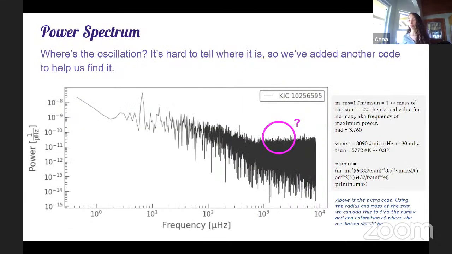So the thing is, we couldn't observe where the oscillation is. So instead of finding the statistical value, we found the theoretical value of where the oscillation should be. We added this code on the right to help us find it. And using the radius and the mass of the star, we added this code to find the new max and the estimation of where the oscillation should be. Next slide.